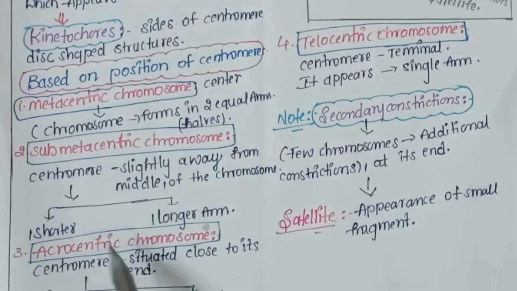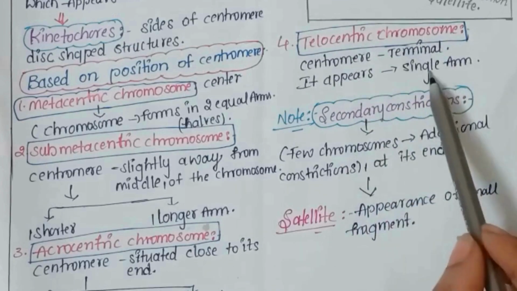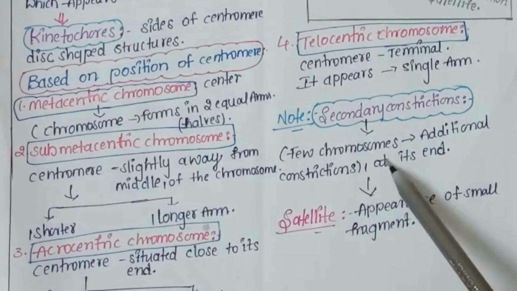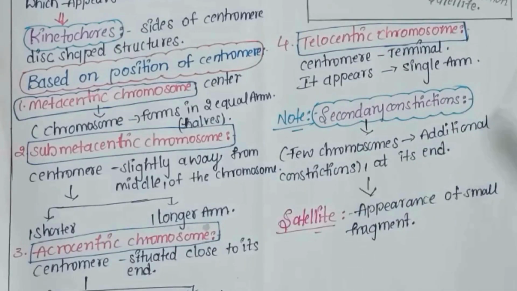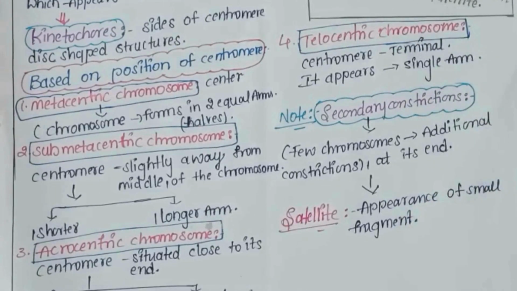If the centromere is situated close to its end and divides the chromosome into one extremely short and one extremely long arm, then it is known as an acrocentric chromosome. If the centromere is present at the terminal portion, then it appears as a single arm. It is known as a telocentric chromosome. And a few chromosomes have additional constrictions near their ends, which are known as secondary constrictions, and beyond the secondary constrictions is present a small fragment. These are known as satellites.